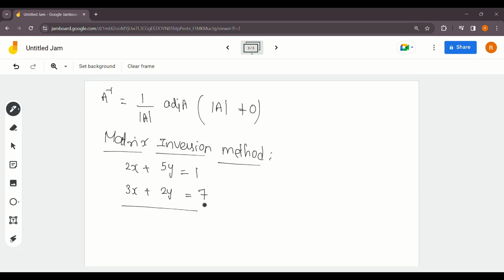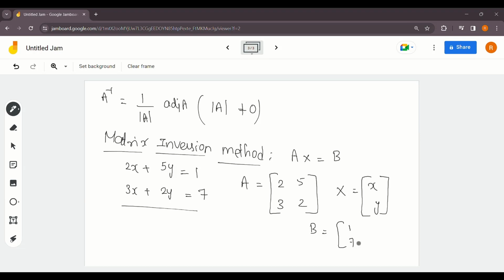For this, if you want to solve it by the matrix inversion method, you will try to express it as a matrix equation, which is AX equal to B. A is nothing but the coefficients of x and y, which is 2, 5, 3, 2. You will construct a 2 cross 2 matrix for this, and capital X is nothing but the column matrix of x and y, and B is nothing but this value, that is 1 and 7.